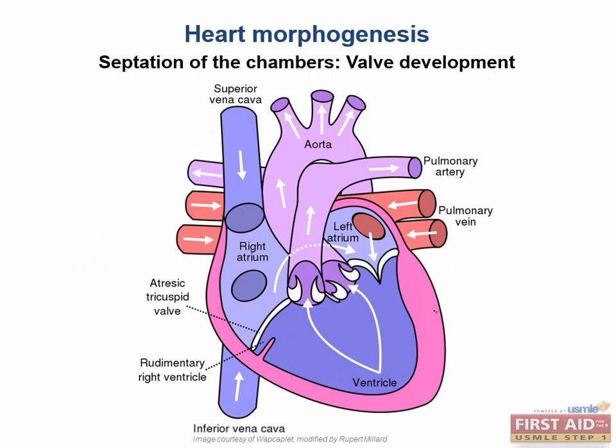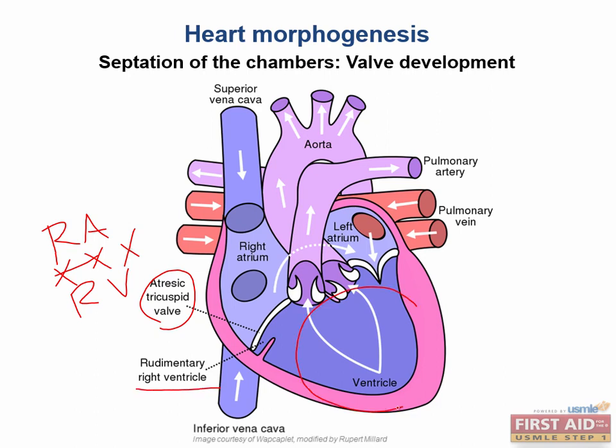This poorly formed or atretic tricuspid valve did not adequately separate the right atrioventricular canal into a right atrium and right ventricle. There was no valve appropriately formed to do this. So what's left? The result is a very weak and tiny rudimentary right ventricle and a humongous left ventricle.